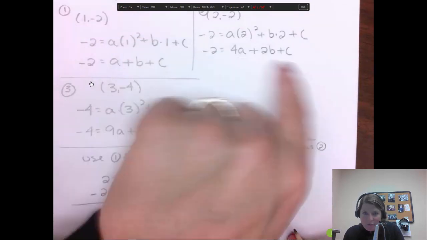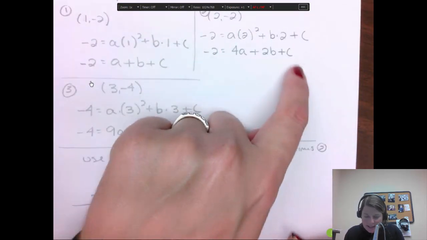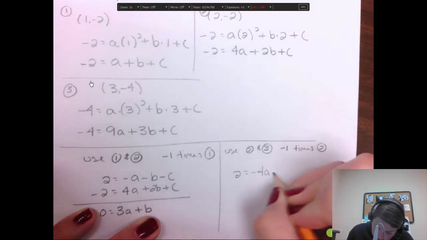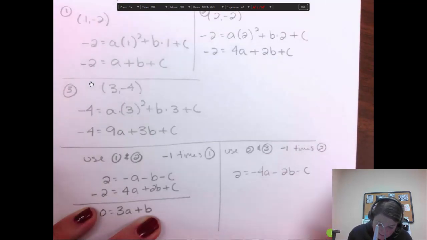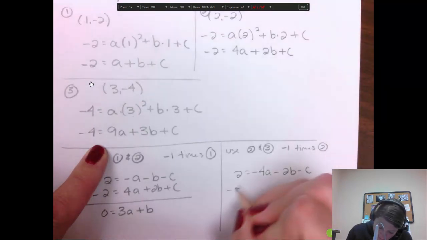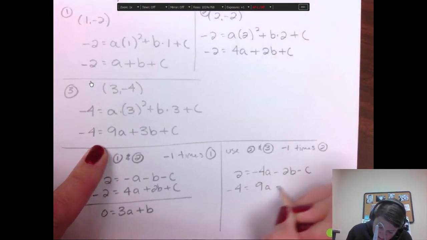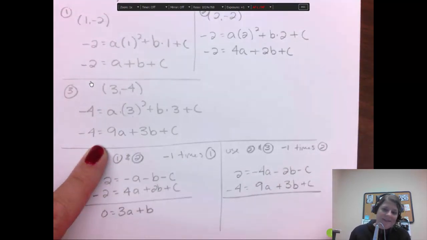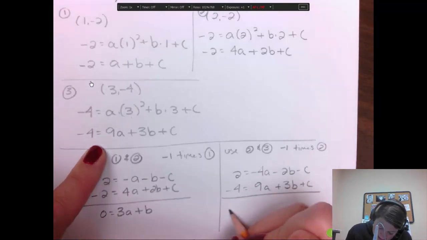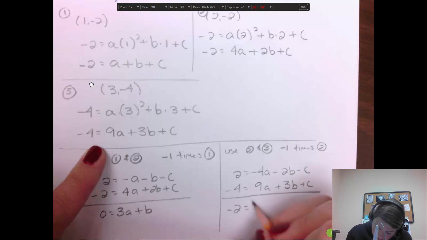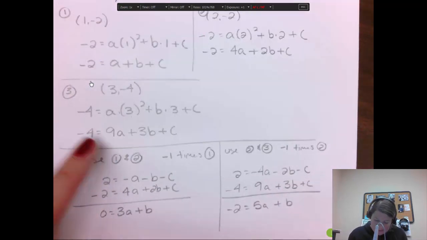So I'm going to times -1 by this one again to get that negative C. So this becomes 2 equals -4A minus 2B minus C. And then I'm going to write down 3, which was -4 equals 9A plus 3B plus C. Okay, add these down, and I get -2 equals 5A plus B, no more C's.